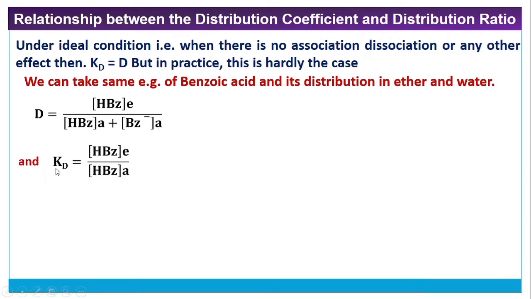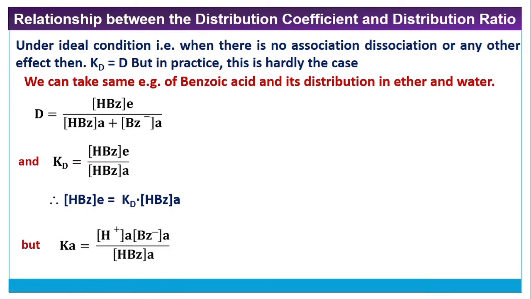As we know, the distribution coefficient is equal to the benzoic acid concentration in the organic (ether) layer divided by the concentration of benzoic acid in the aqueous medium. So the concentration of HBz in ether becomes Kd times the concentration of benzoic acid in the aqueous medium. But as we know, the dissociation constant for benzoic acid is equal to the concentration of H plus ions times the concentration of benzoate ion divided by the concentration of benzoic acid in the aqueous medium.